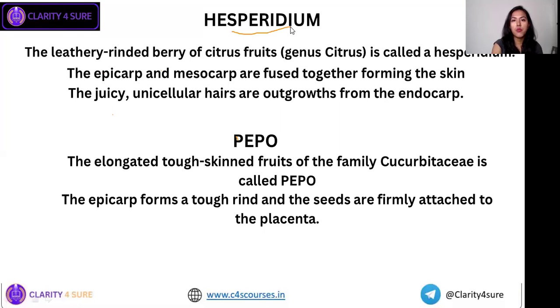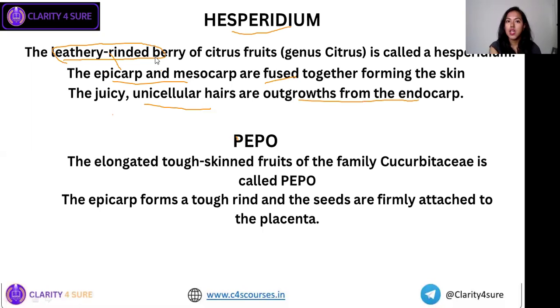Now, in case of hesperidium, what are the key points? First thing is the leathery rind, that is, the outer skin is a leathery rind. This leathery rind is formed by the fusion of epicarp and mesocarp. And the inner unicellular hairs are the outgrowths of the endocarp. Now, can you tell me what is the difference between this hesperidium and the common berry that we have seen? In case of hesperidium, the epicarp and mesocarp have fused to form the skin, the leathery rind. Whereas in the simple berry, we saw that the mesocarp and endocarp had fused to form the pulp, right?